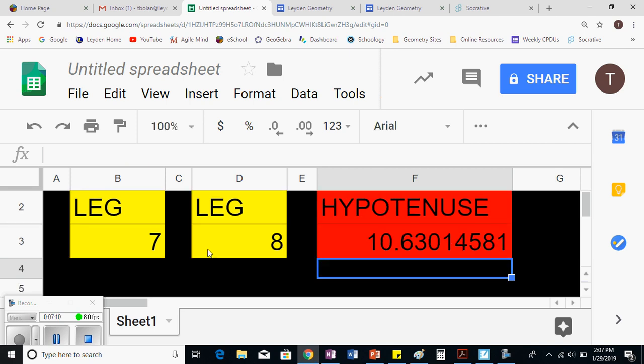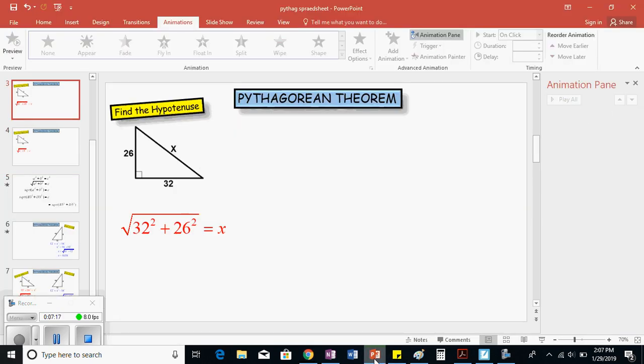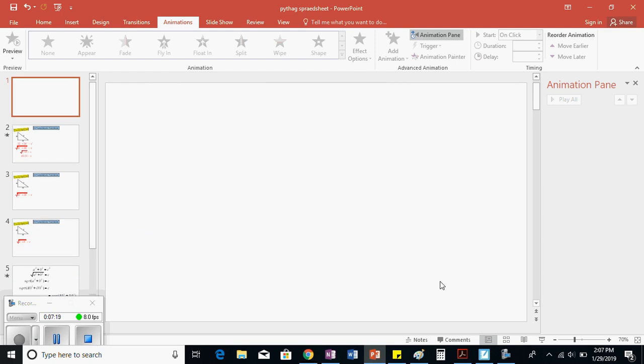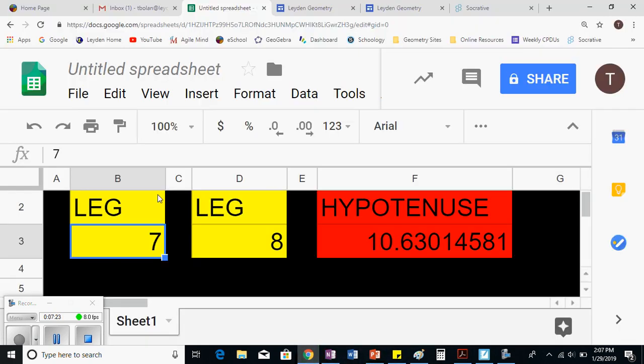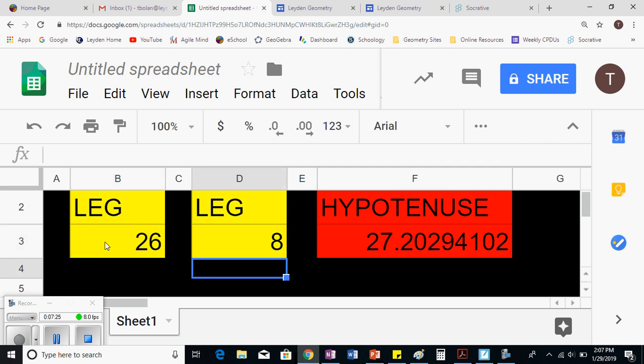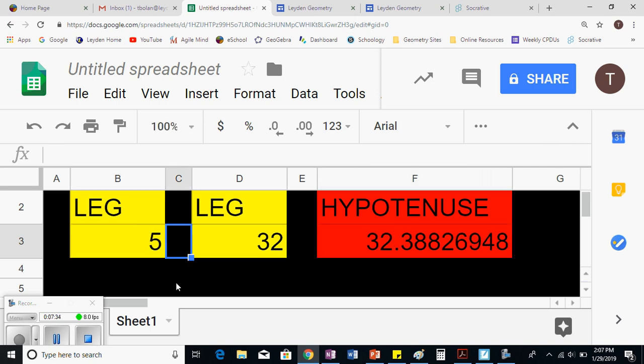So if I put in two different measurements here, like the one that I showed at the beginning, what was that problem? It was 26 and 32, and we got 41. 26, 32, and we get the 41 with the decimal right here. So the spreadsheet will now do this, and I can keep changing it. I put in a different measurement here, 5, 12, and it's going to calculate that the hypotenuse is 13.